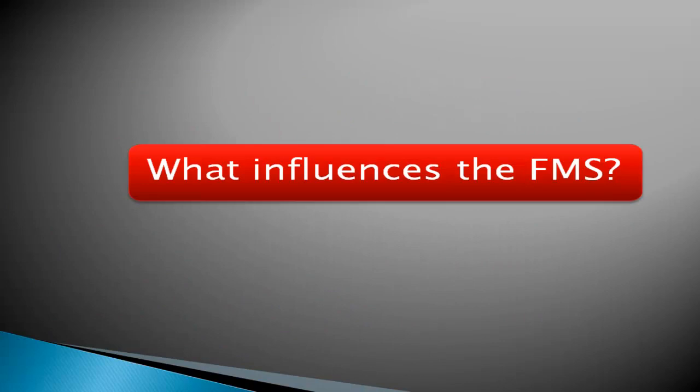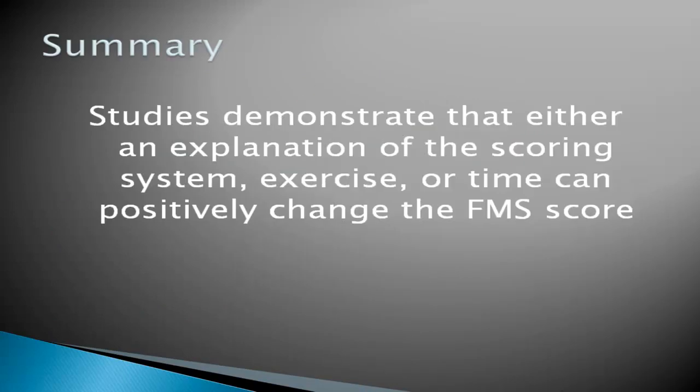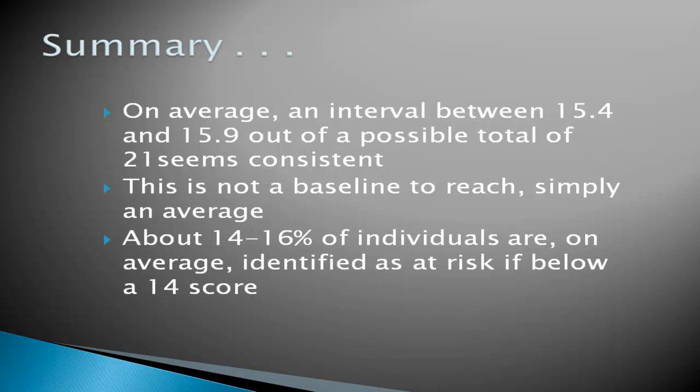Next, what influences the FMS? Studies demonstrate that either an explanation of the scoring system, exercise, or time can change the FMS score. On average, an interval between 15.4 and 15.9 out of a possible total of 21 seems to be consistently found in studies establishing normative values. This is not a baseline to reach, simply an average. As we'll see, this is close to the threshold for risk established by other studies, indicating on average many individuals would be at risk. Yet the risk appears to be around 15% if 14 is used as the threshold.